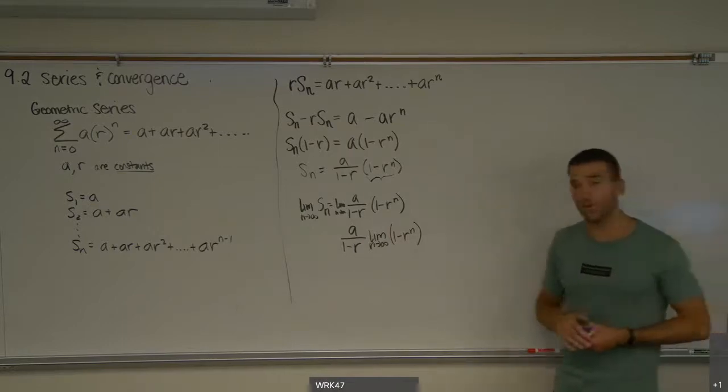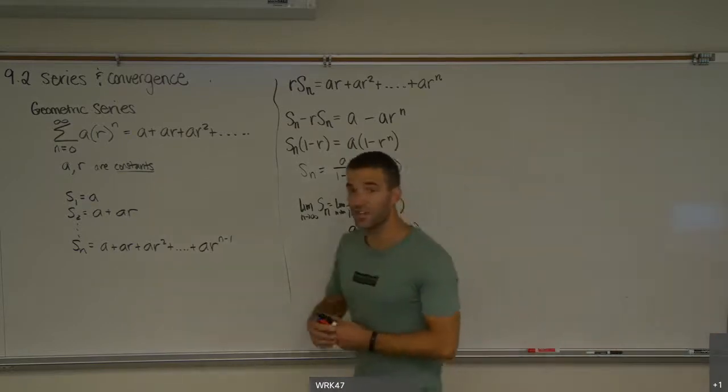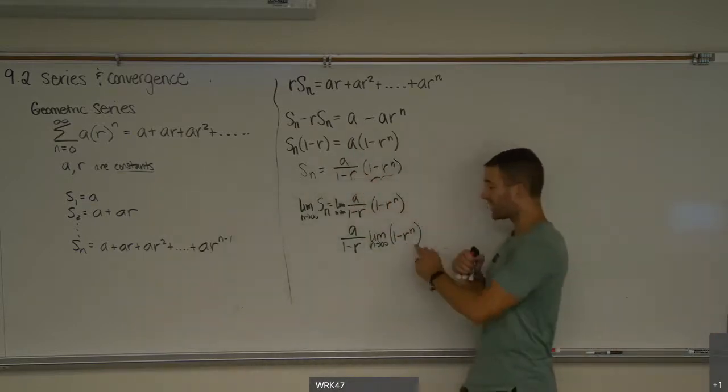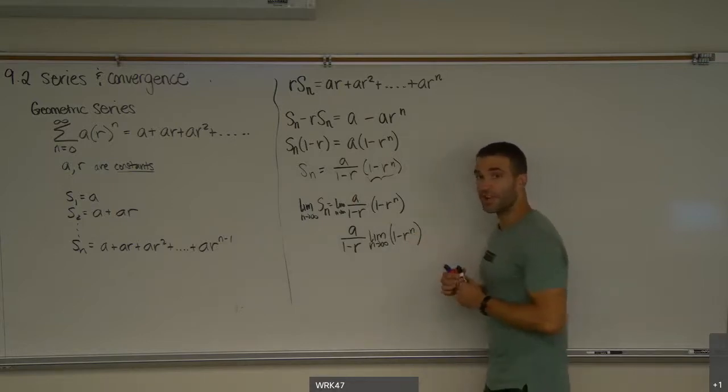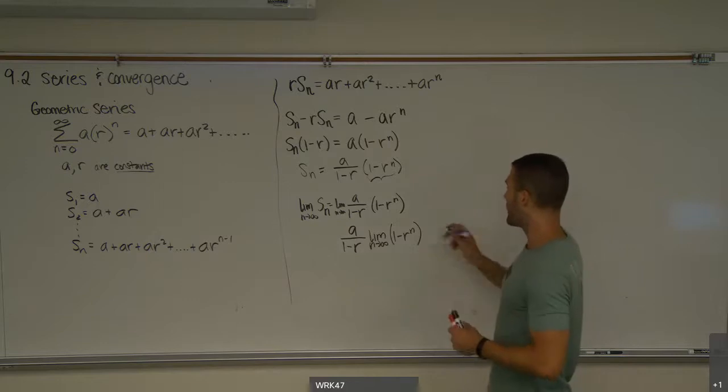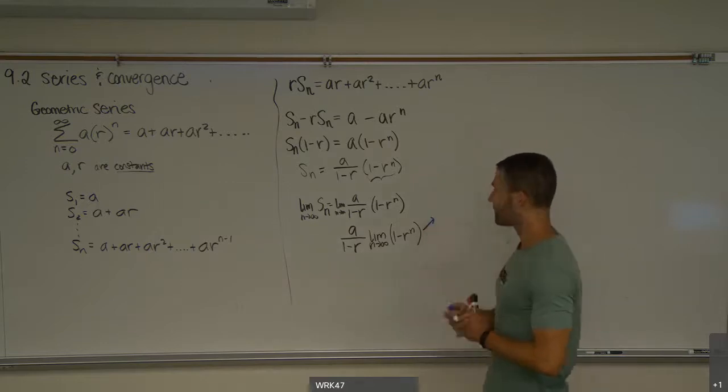And now comes the important fact to remember: these are exponential functions, r to the n. R is just a number, like 2 to the n, or 1/2 to the n. And we know things about exponential functions. We'll break up into 2 cases depending on r.